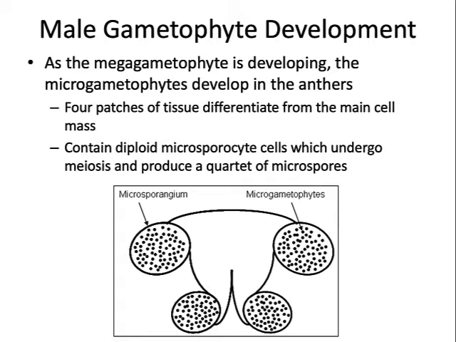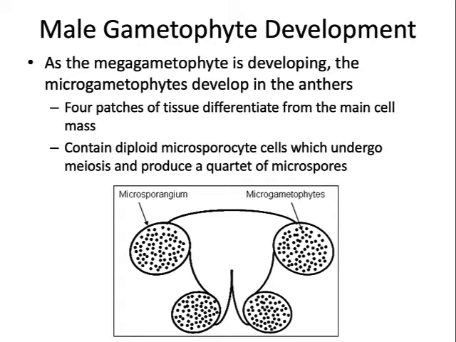Now, the male gametophyte is going to develop in the anthers. And this is happening at the exact same time as the female gametophyte is developing. Now, the name for the male gametophyte is the microgametophyte. Remember, mega is the root word associated with female parts, and micro is the root word associated with male parts.